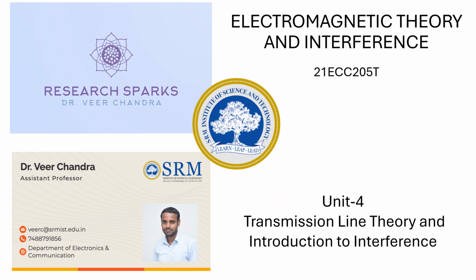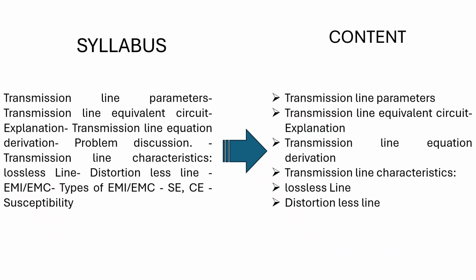So now we are going to talk about the fourth unit in this course, that is the transmission line theory and introduction to interference as well. So here's the syllabus. Basically, there are two parts of this fourth unit. First is the transmission line, that is the equivalent circuit and characteristics, and second part is the interference, that is the electromagnetic interference.